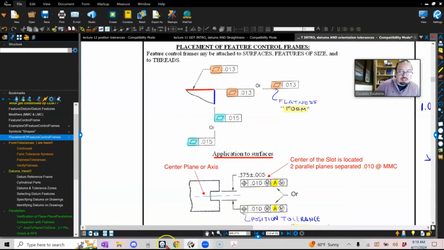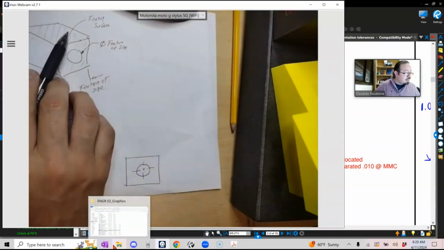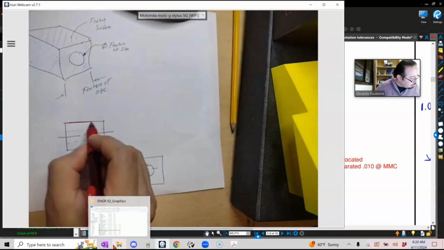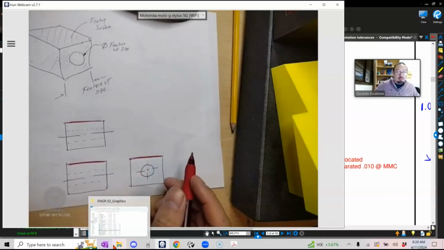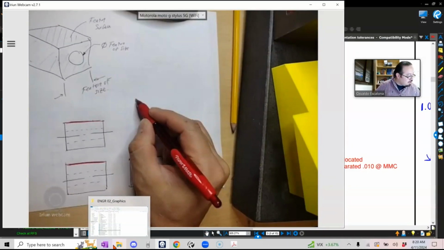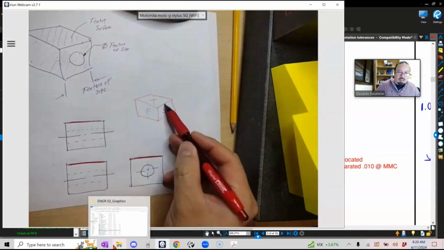Now, I want to know how to put this feature control frame on a feature of surface. If I want to mark the top, actually, top is this one. Top is here, and top is here. Okay. It's not the top one that I wrote; this is the back. Again, if you don't see it, this is top, front, and side view, right? So the top is here.